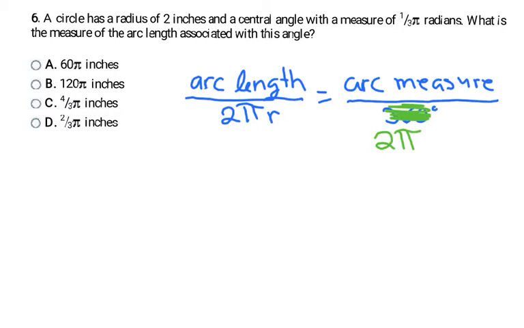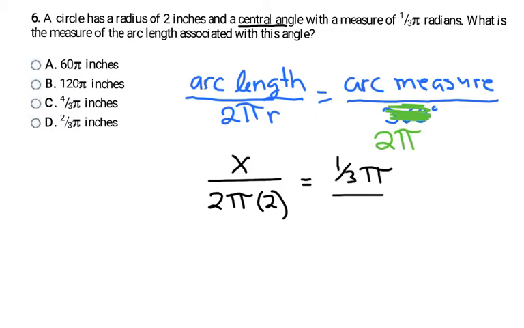I'm looking for arc length, so that's going to be my x. And that's over 2 pi r. And my radius here, they told me, is 2, so I'm going to substitute in a 2. They told me my angle measure of the central angle, which always matches the arc measure, is 1/3 pi. And that's over a total of 2 pi.